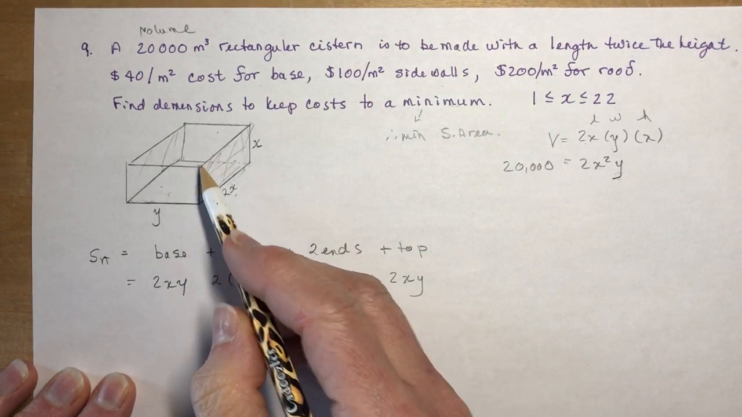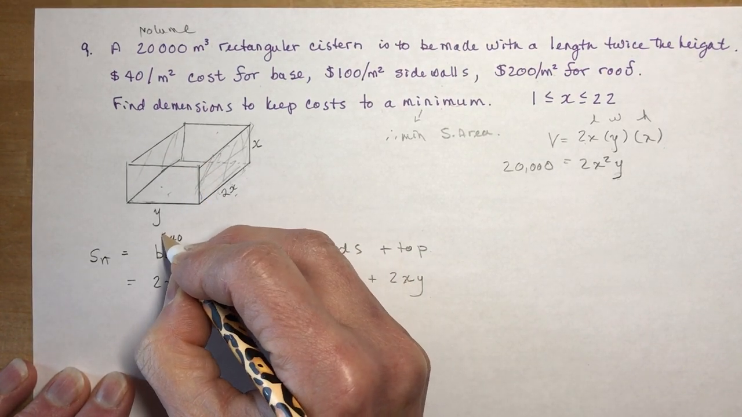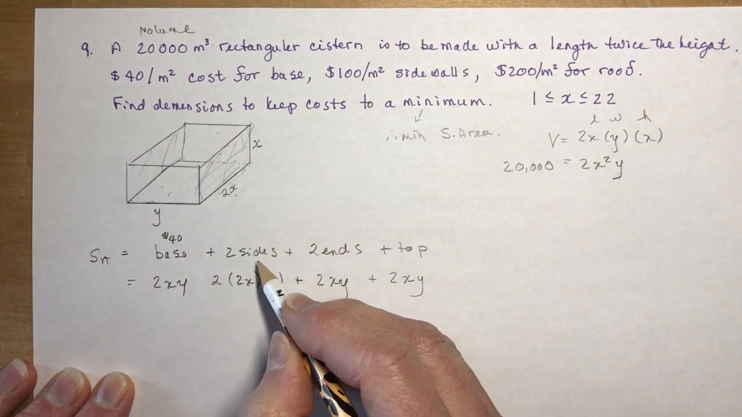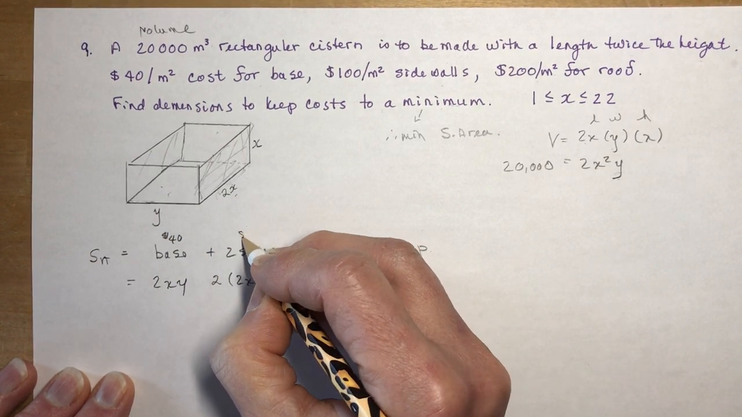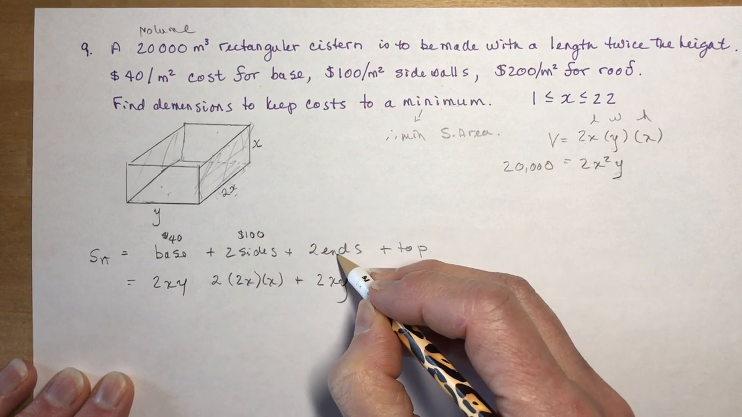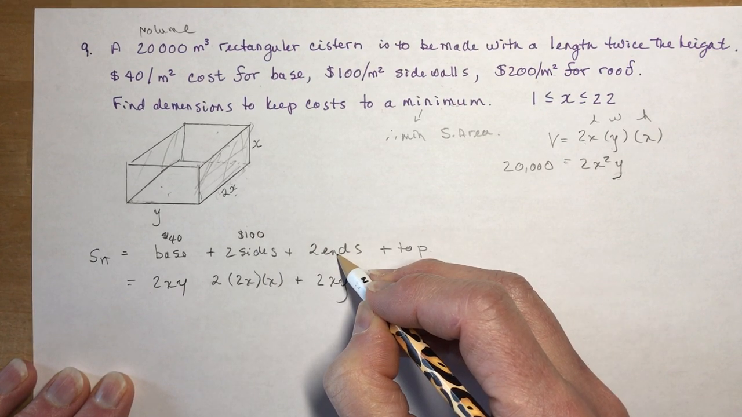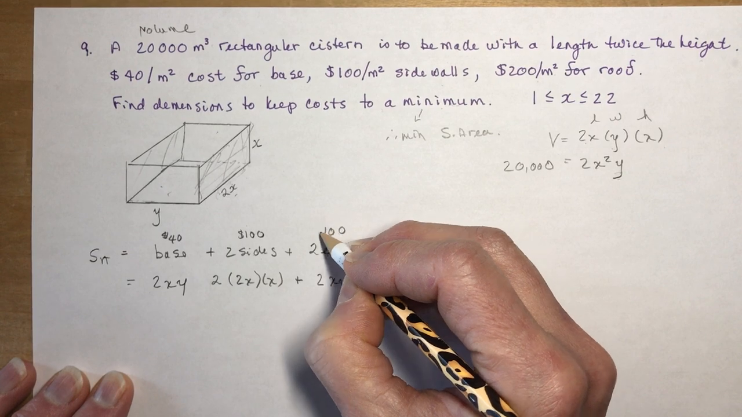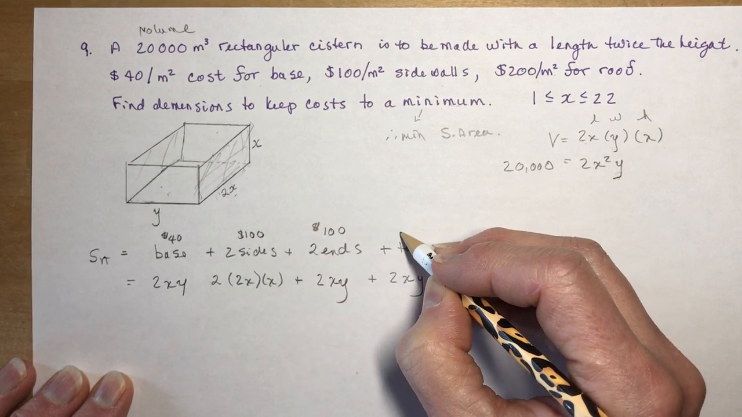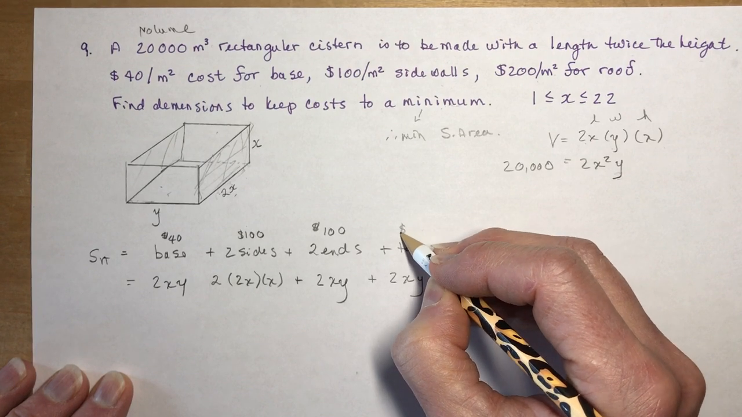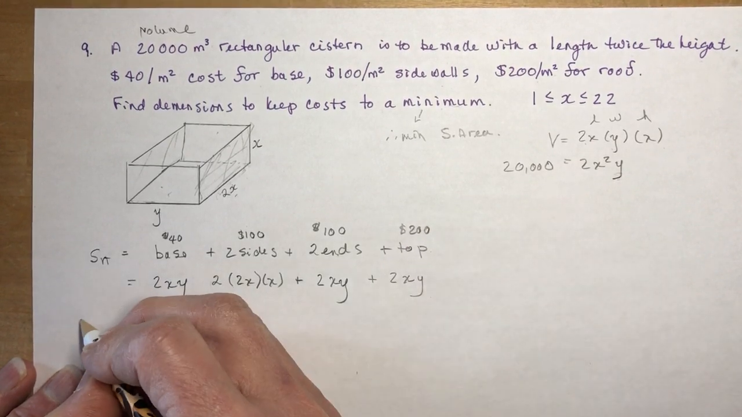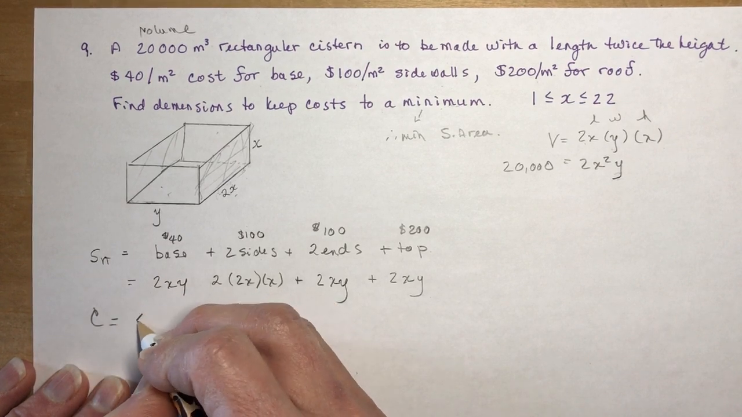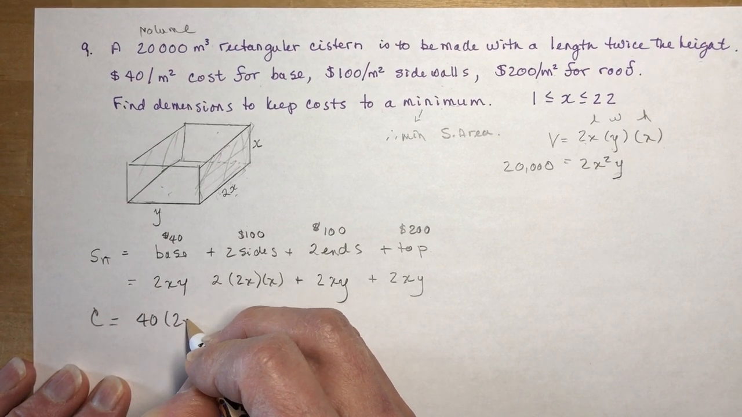And I know the base is $40. So I'm just going to put that over top of this. So this is $40. The sides are $100. The two ends, what did we say for the ends? The ends are the same price. Maybe I didn't say yet. Yeah, that's the same as the sidewall. So that's $100. And the top is a little more expensive at $200. That's the roof.